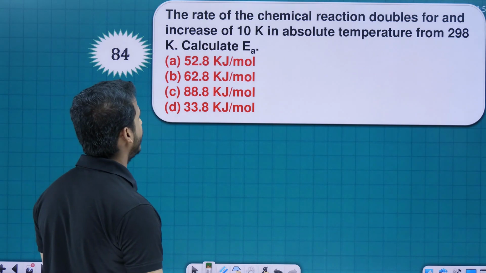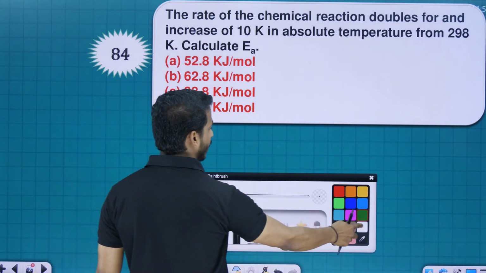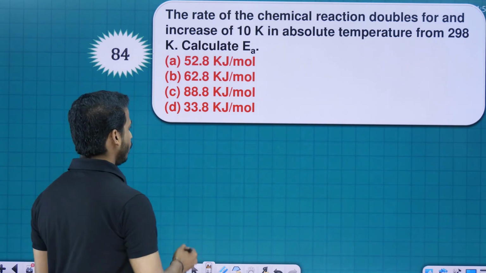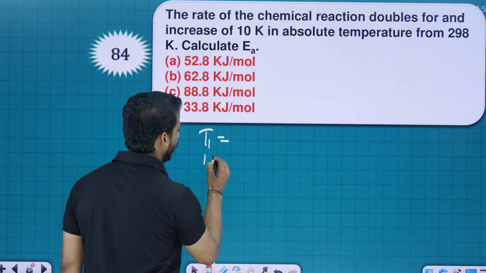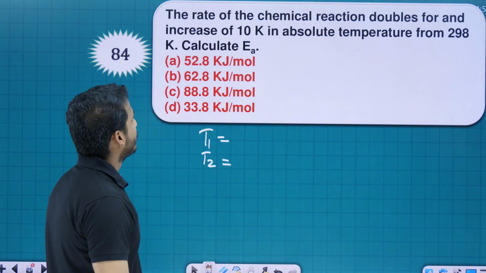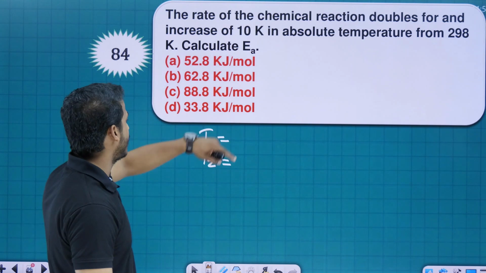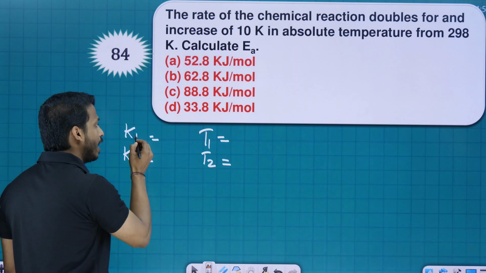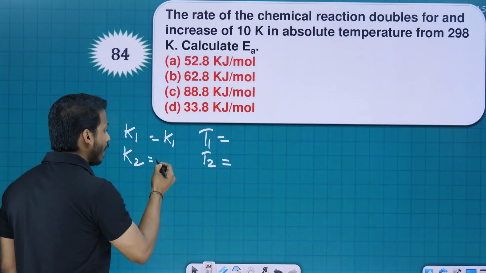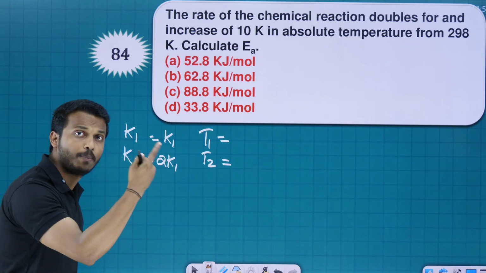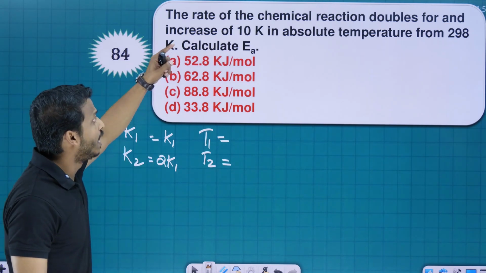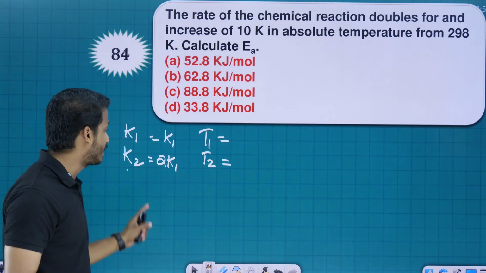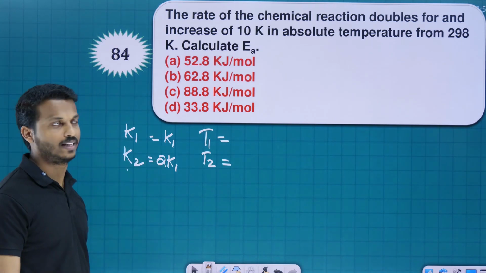The rate of a chemical reaction doubled for an increase of 10 Kelvin in absolute temperature from 298. Calculate Ea. We know they have given T1 and T2 here. Can you understand? See, the rate of the reaction is doubled. So K1 and K2 are also given. Take the initial rate constant as K1 itself and the final will be 2K1 because it doubled. They said the rate of the reaction doubled, so the final rate will be 2K1. If it is quadrupled, 4K1. Triple means 3K1, like that.